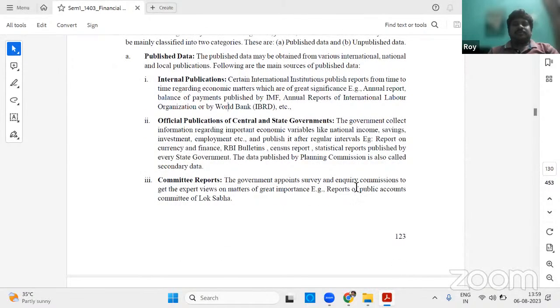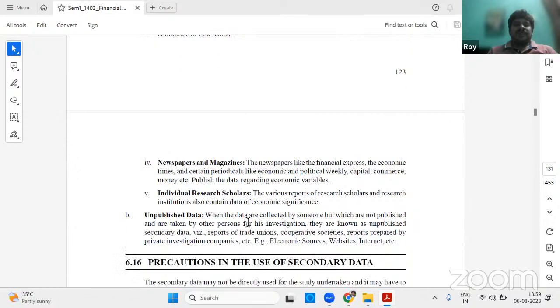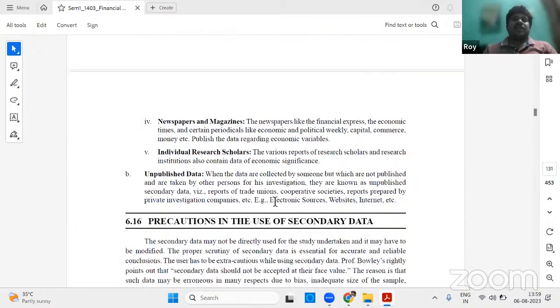Committee reports: some committee went to investigate things and gave a report. Newspapers and magazines, which are published in newspapers and magazines. Individual research scholars: people already did a lot of research and published it, we need to understand. Next, what is unpublished data?